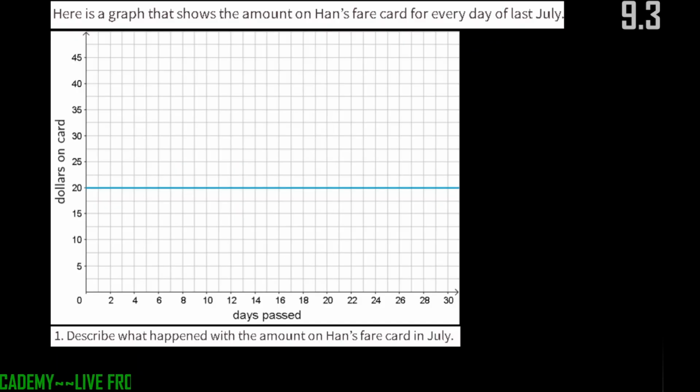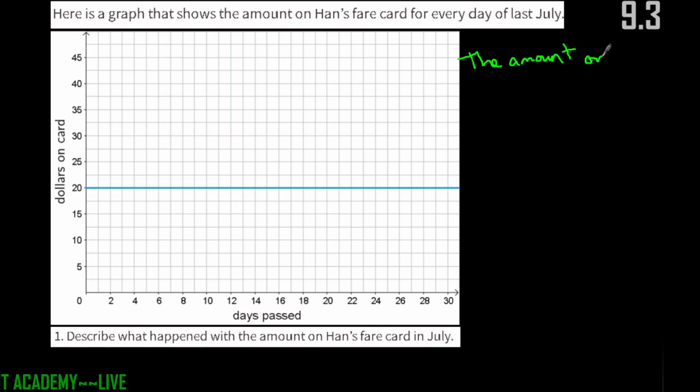All right. So for that 9.3 towards the bottom of the page, it says here's a graph that shows the amount of Hans' fare card for every day of last July. And it says for the first part, describe what happened with the amount on Hans' fare card in July. So I can say this. Let me actually write it on the side. The amount on the card was how much? Was $20 every day.